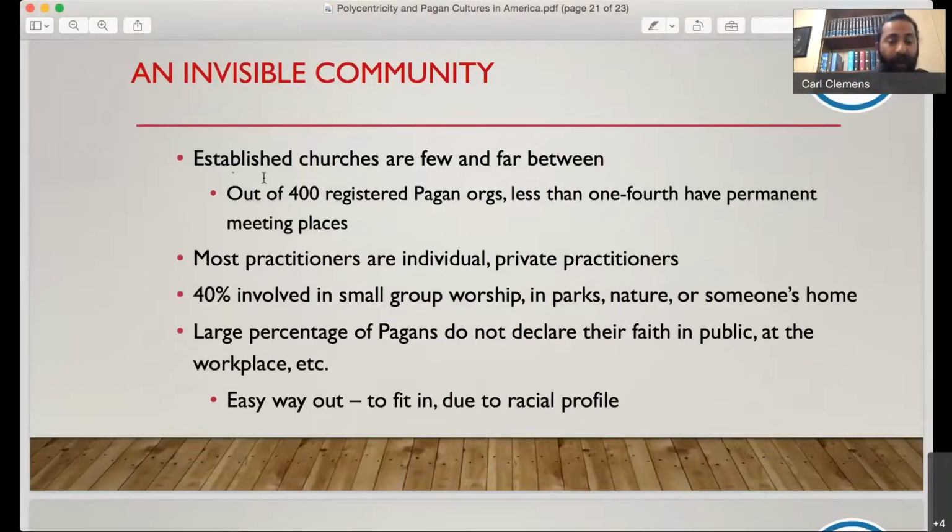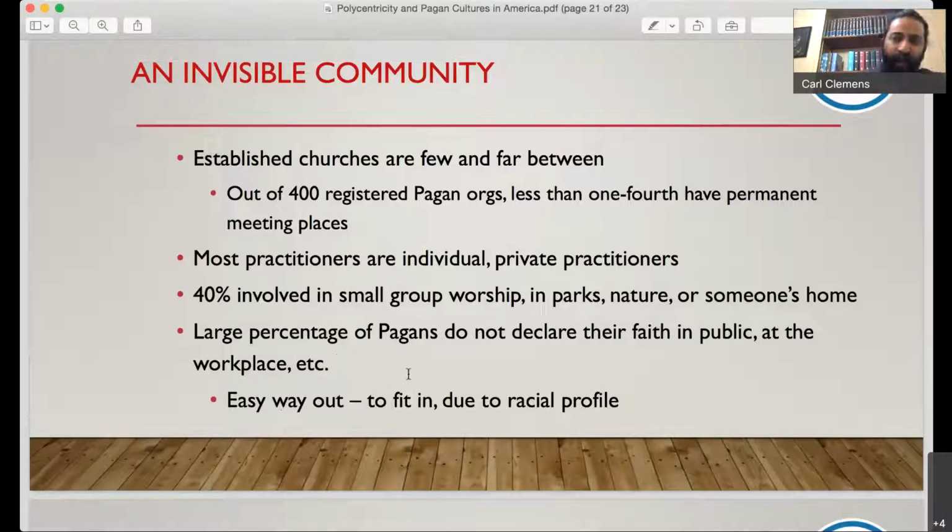So they're an invisible community. Even though they have established organizations, there are very few established churches that you can find. Most practitioners are individual private practitioners. About 40% of them are involved in small group worships, but they don't have established churches. A large percentage of pagans do not declare their faith in public or at the workplace because they don't want to have to deal with explaining their faith or overcoming prejudices. So they take the easy way out.